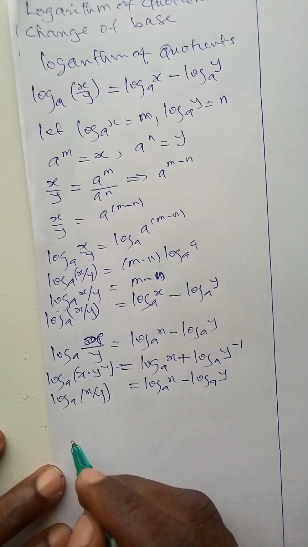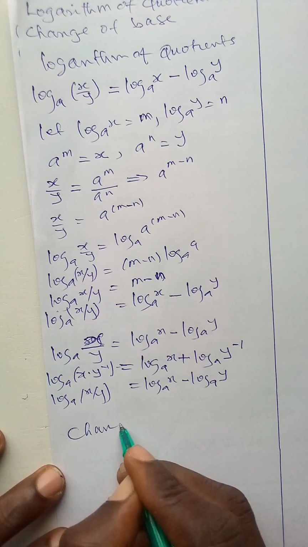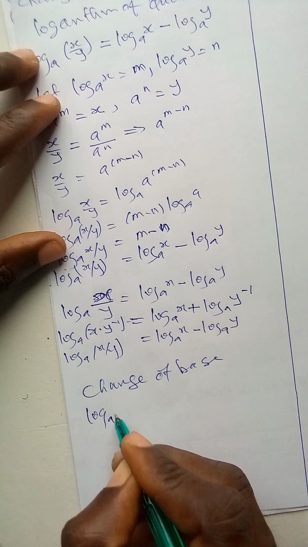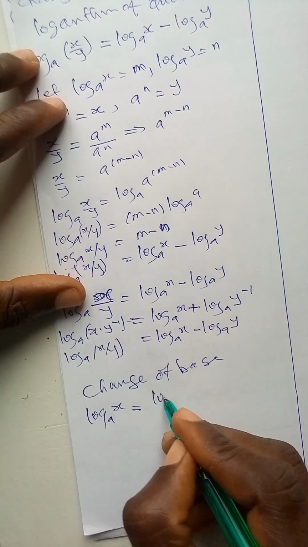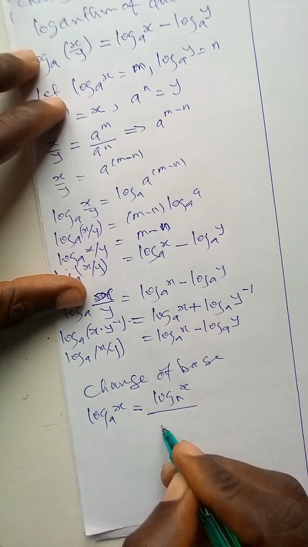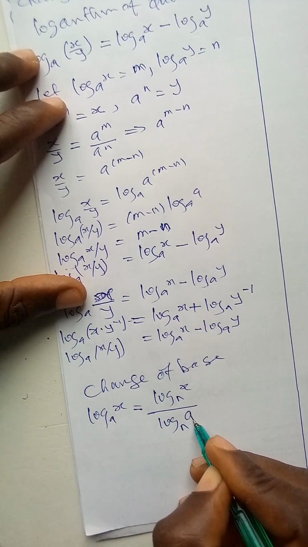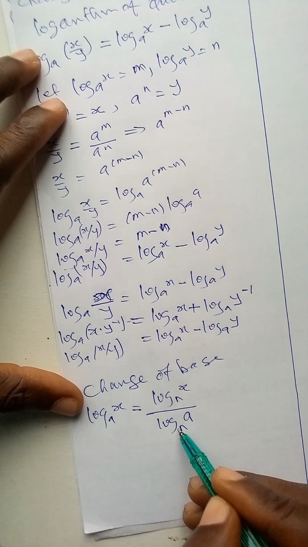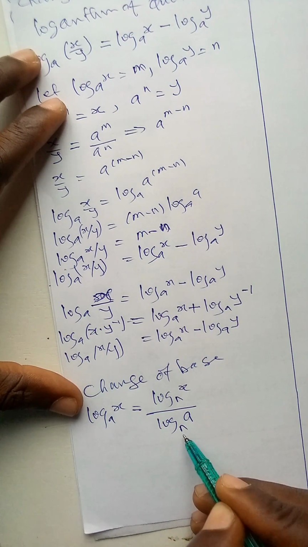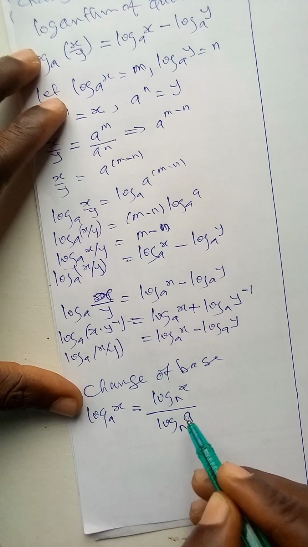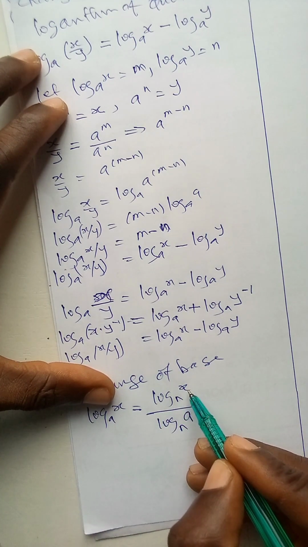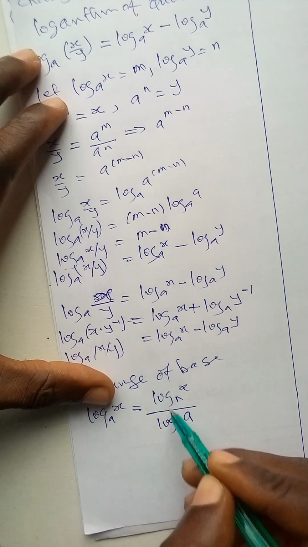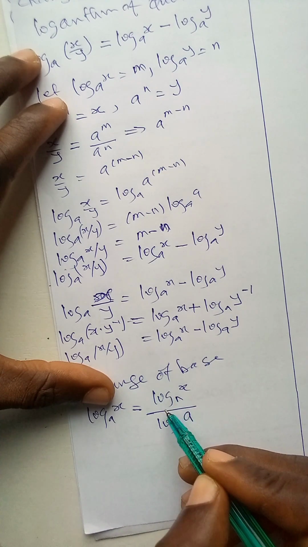Now, let us look at change of base. Change of base simply has it that log to base a of x can be written as log to base n of x over log to base n of a. Let's notice that initially a is the base, but its logarithm to base n becomes the denominator, and this x still retains its position as a number, but it now has a different base. So the two bases must be of the same value.